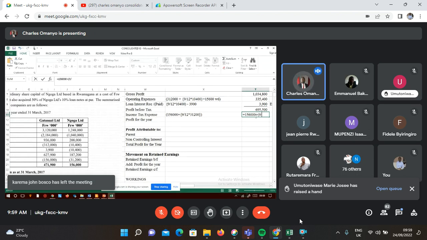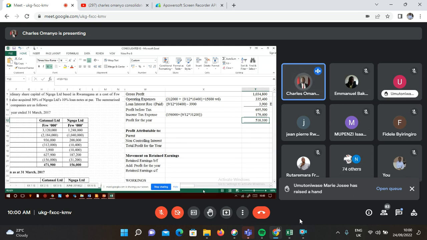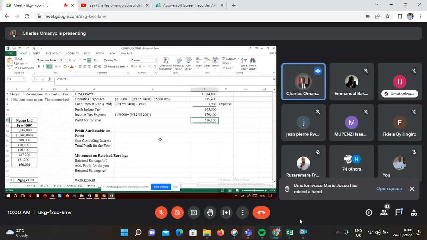9 divided by 12 times 31,200. Now you see here, when I'm projecting it here, I'm projecting it as positive. But now when I come here, I will take 695 and then I minus the 1. So that when you are following, you know income tax should be minus. Sorry, we have taken a lot of time in that question, but it was for a worthy cause.